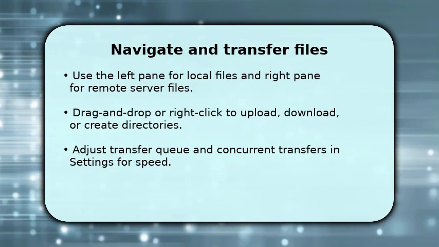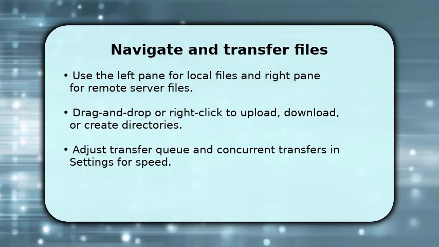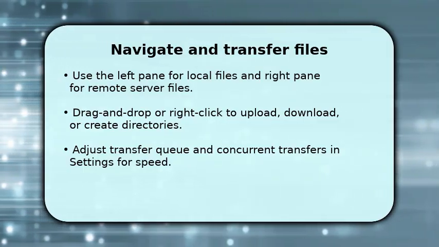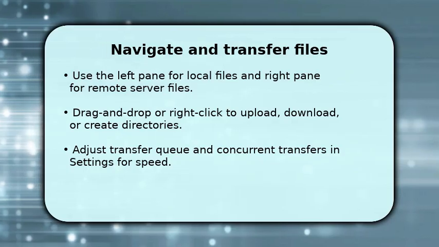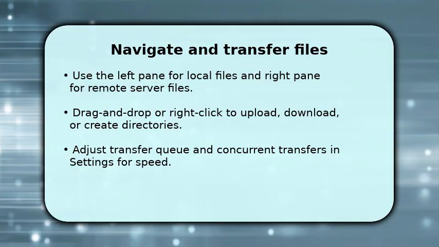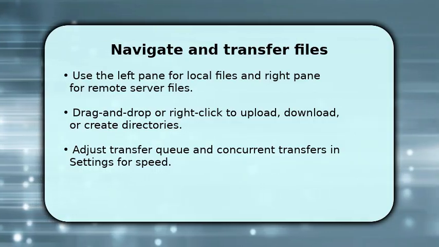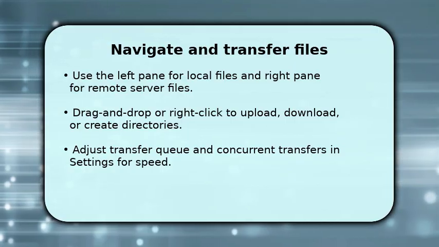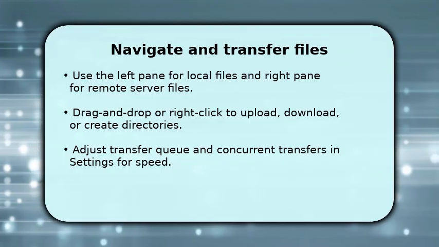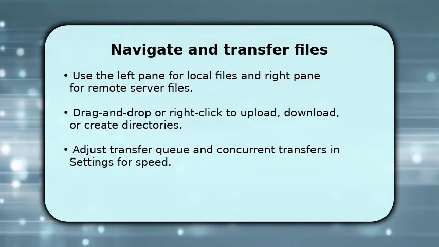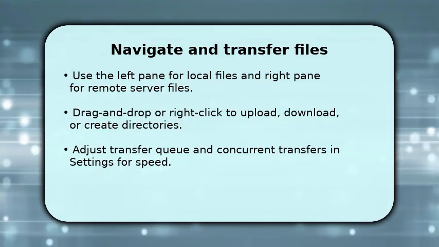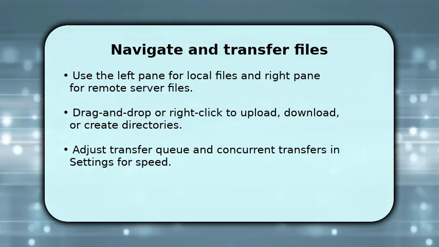You now focus on moving files. The left pane shows your Mac, the right shows the server, so drag and drop to transfer. Once a transfer starts, check the queue at the bottom to monitor progress and errors. If many small files are slow, increase concurrent transfers in Preferences to improve throughput. Make sure file and directory permissions are set correctly after upload by right-clicking the remote item and choosing File Permissions. This ensures files run as intended on the server and avoids permission-related failures.